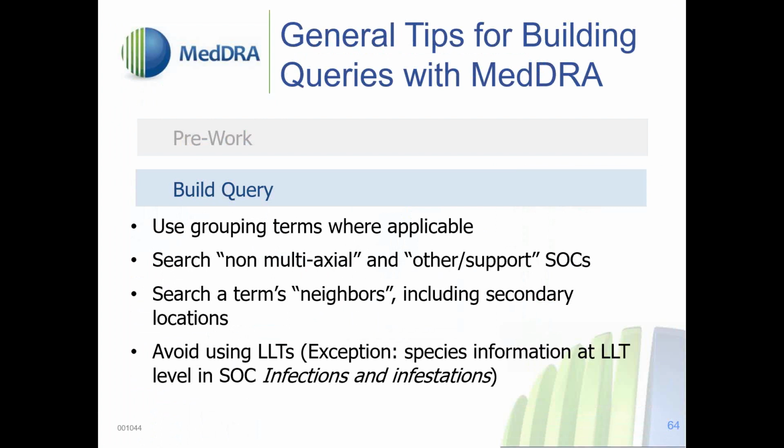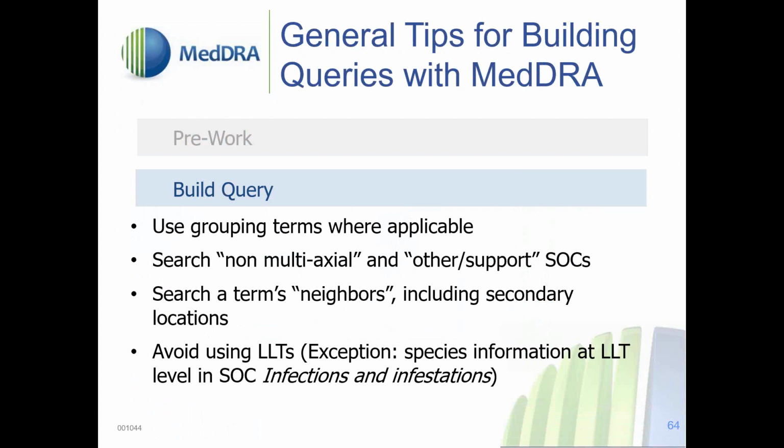Only then, only after you have done all this pre-work, very important, you will start to search and identify relevant PTs that represent the condition of interest. And for doing so, you need a good browser. Always consider the 3 non-multi-axial SOCs and other support SOCs like, for instance, General SOC or SOC injuries when doing your searches. Make sure to look at the neighbors of selected PTs, especially those with a secondary SOC linkage, because there may be additional and even more specific terms available that are of interest for your query.